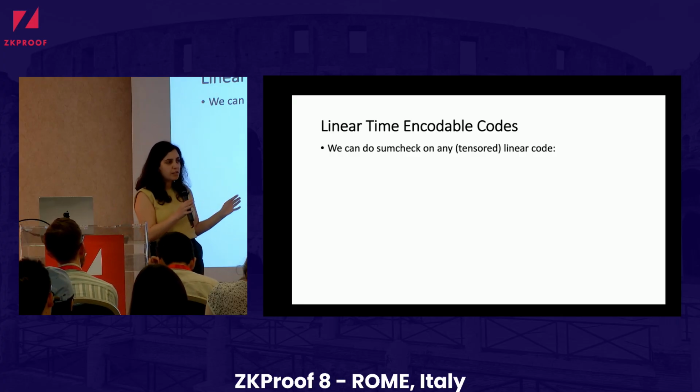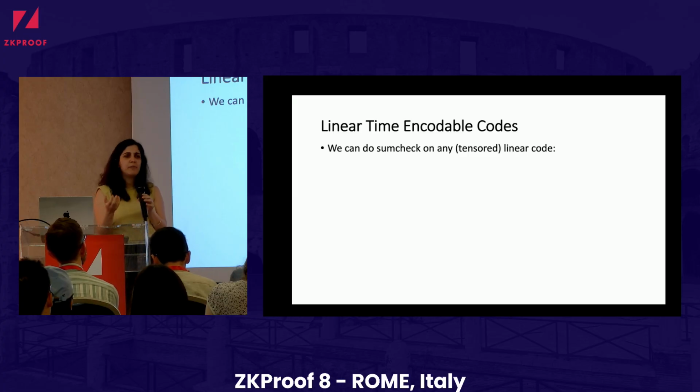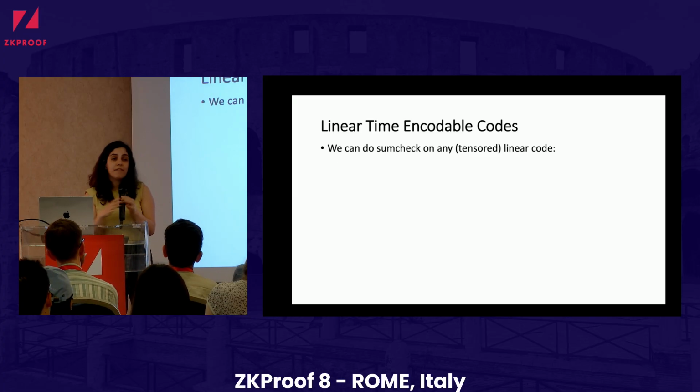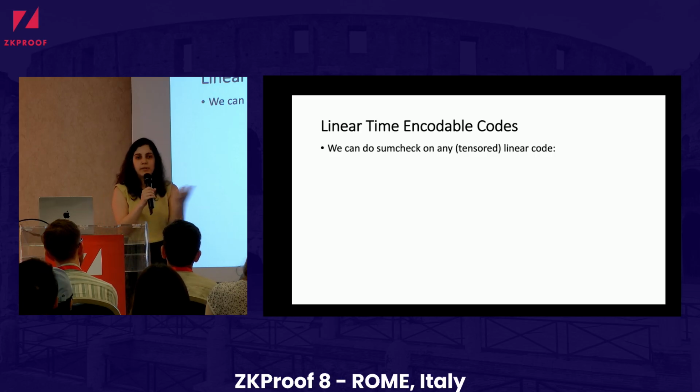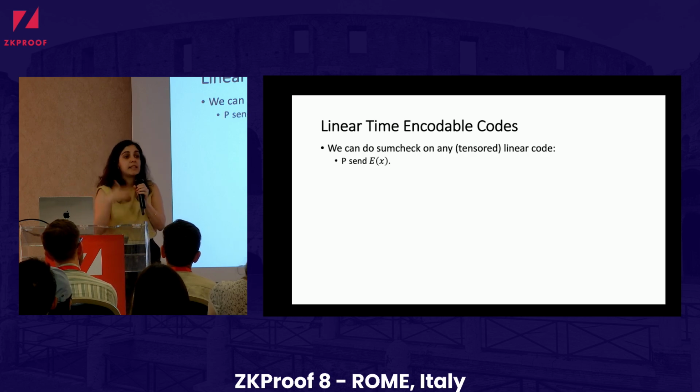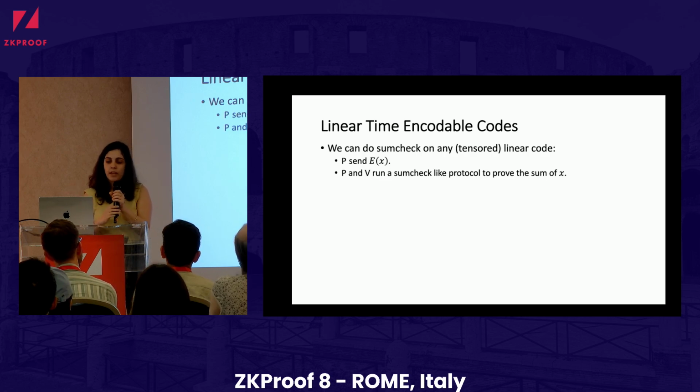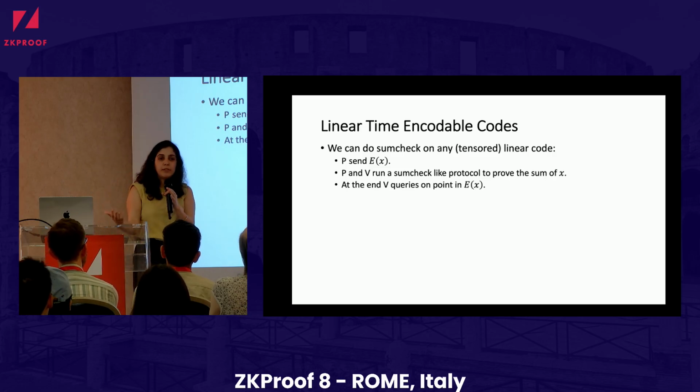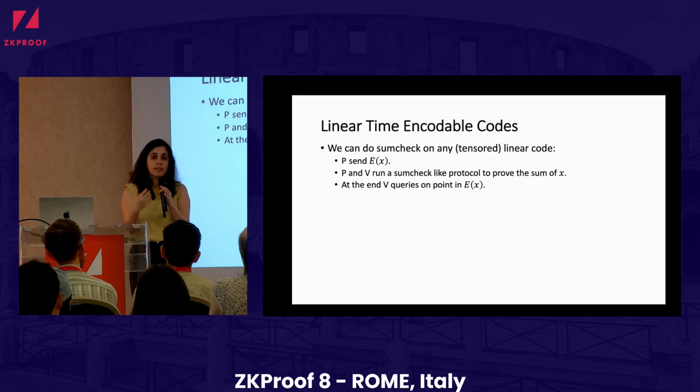So we have these codes, and we're happy. What do I mean when I say we can run sum check on them? I mean that if we have a message that we want to prove the sum of, we can do something very similar to the sum check protocol, where at the beginning, P sends the code of this message, and then they run something like sum check, and at the end, instead of querying a point in a polynomial, the verifier queries a point in the code of that message. Basically, they're not sending polynomials, they're sending code words.